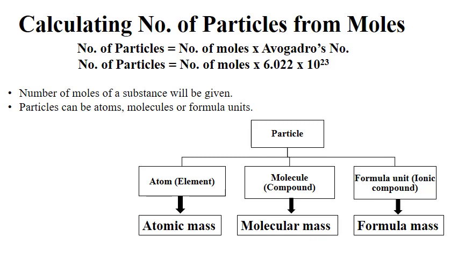In order to calculate number of particles from number of moles of a substance, the formula that is used is number of particles is equal to number of moles multiplied by Avogadro's number. And we know from previous knowledge that Avogadro number is 6.022 multiplied by 10 to the power 23. So the formula for number of particles can also be written as number of particles is equal to number of moles multiplied by 6.022 into 10 raised to the power 23.